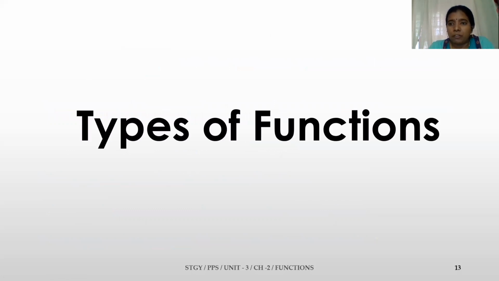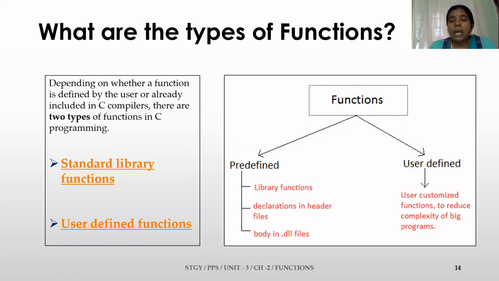Types of functions. What are the various types of functions the C language supports? Essentially, C supports two different types of functions. Depending upon whether a function is defined by the user or the function's definition already exists in the standard libraries of the compiler, the functions are divided into two types. The first is called standard library functions, or predefined functions. The second is called user-defined functions, whose code is written by the user.